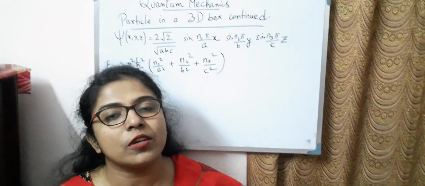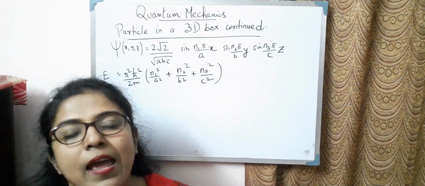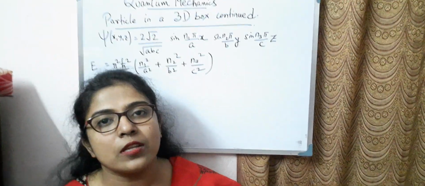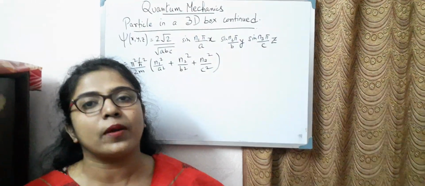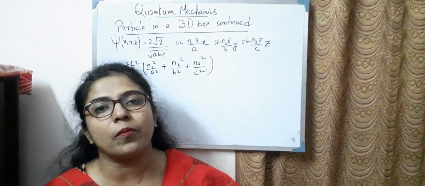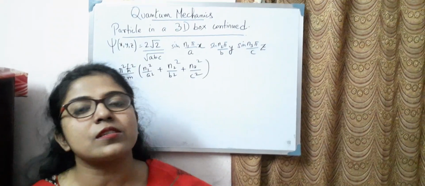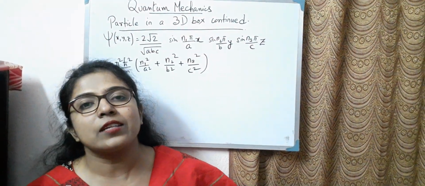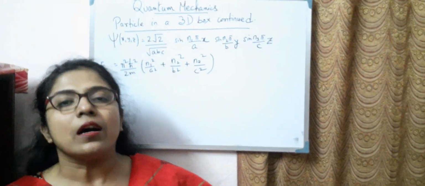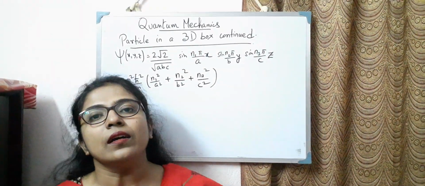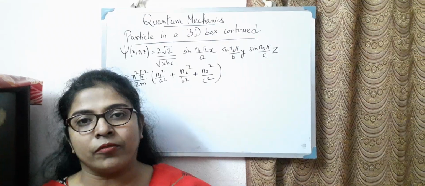So the potential energy of the particle inside the box is zero, and at the boundaries the potential is infinite, so it is not possible for the particle to cross the boundaries of the box. So there is no existence of the particle outside the box, and so we saw that the wave function was zero outside the box and the wave function existed only within the limits of the box.